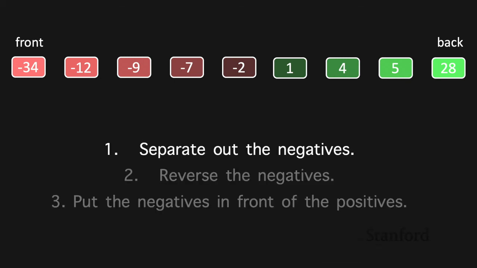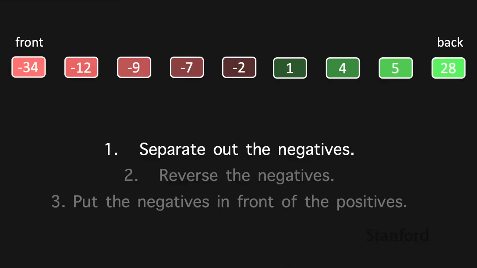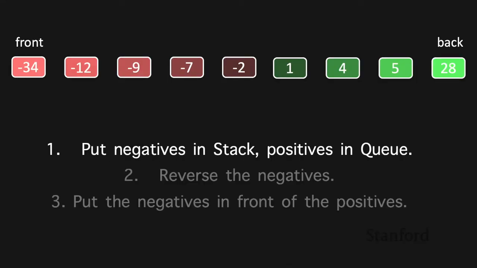All right, let's go through this one more time and see if we can turn this into more concrete code. To separate out the negatives, as you mentioned, one way we could do this is put the negatives into a stack and the positives into a queue. Why might we put the negatives into the stack? Because we need to reverse the negatives. Yeah, because the negatives are the ones we want to reverse, so intuitively we want to put the negatives into the stack.